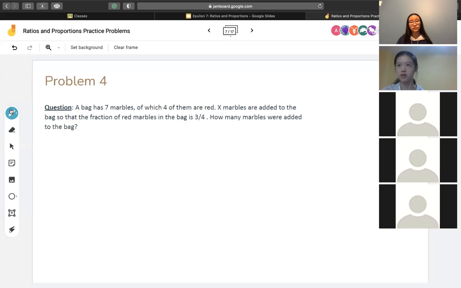And if you are a little bit confused on how to solve this question, the first step you should do is set up a ratio between the number of red marbles and the total number of marbles in the bag. And then from there, you can set up a proportion based on how many marbles are added to it.